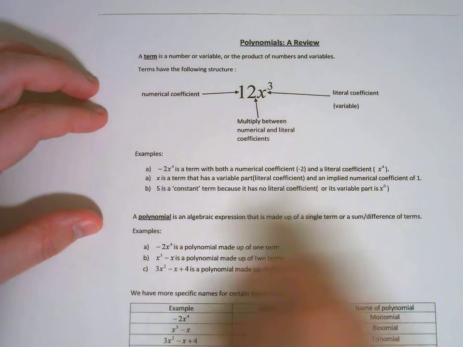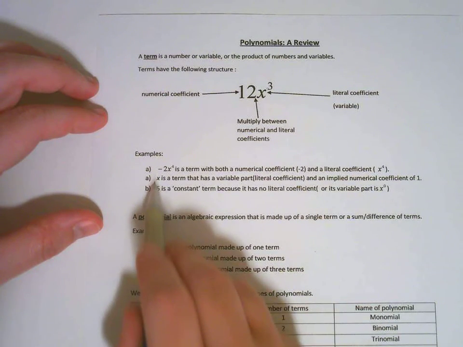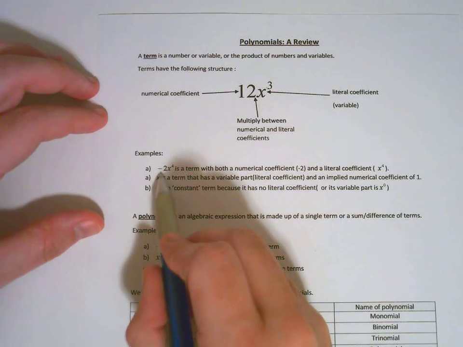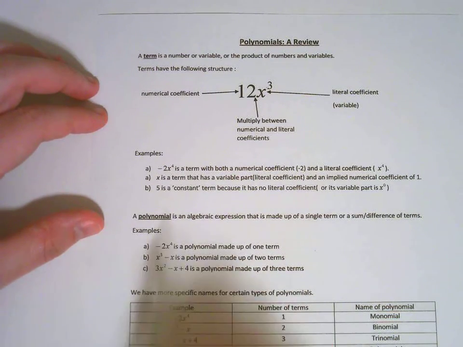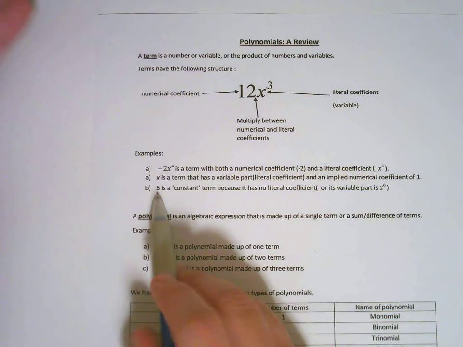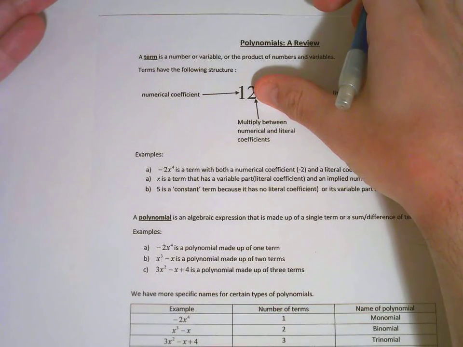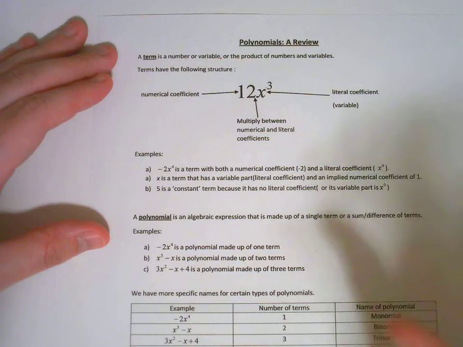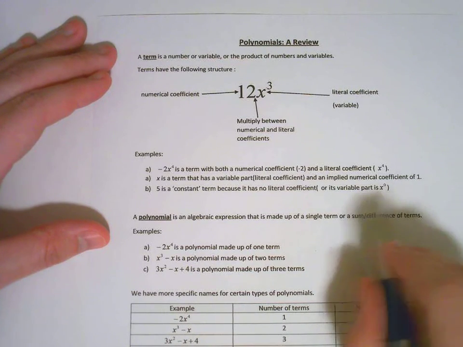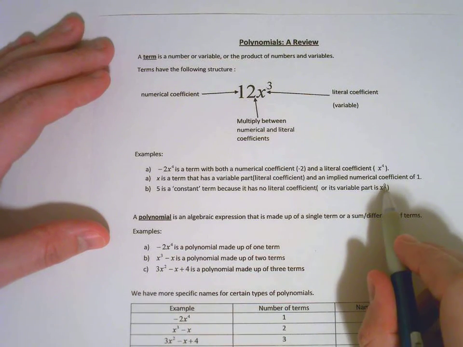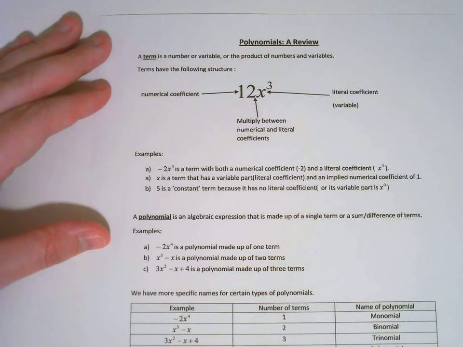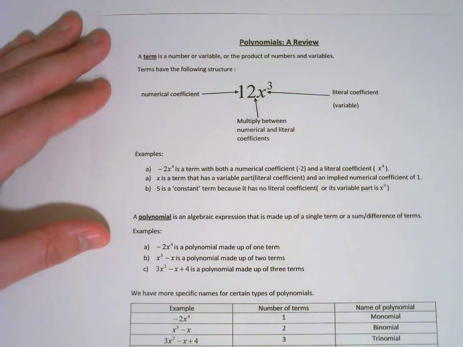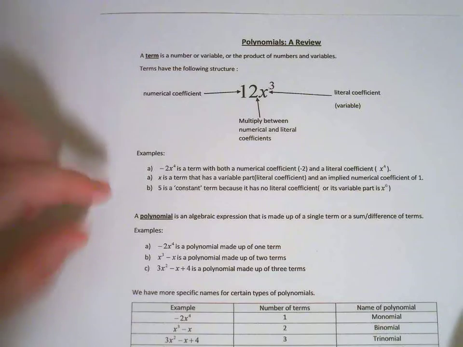However, the numerical coefficient in front, there's always an implied 1 there, just like there's always an implied exponent of 1. And then 5 is also a term because it is just a numerical coefficient, but if you really want to be technical about it, the variable part is an x to the 0, because anything to the 0 is a 1, so it's like saying 5 times 1, but we'll just say 5.